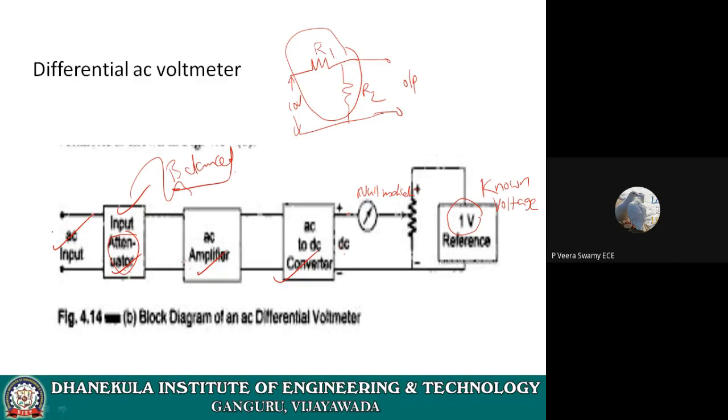Any doubt, please note down that the AC input is the unknown voltage, the reference voltage is the known voltage, and this is the null indicator. Simple. In the previous circuit diagram, we did not show the attenuator, amplifier, and AC to DC converter because it's a DC quantity.